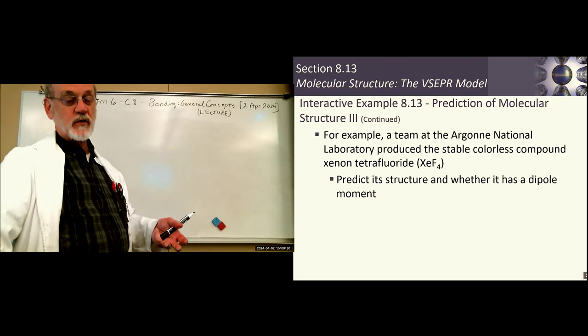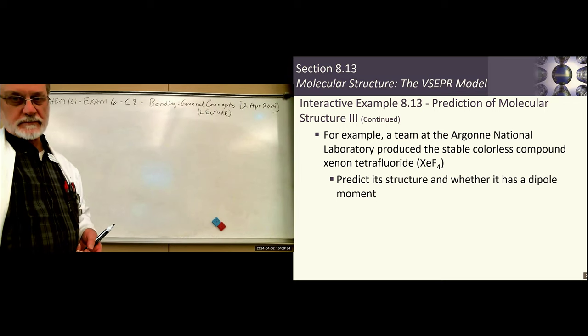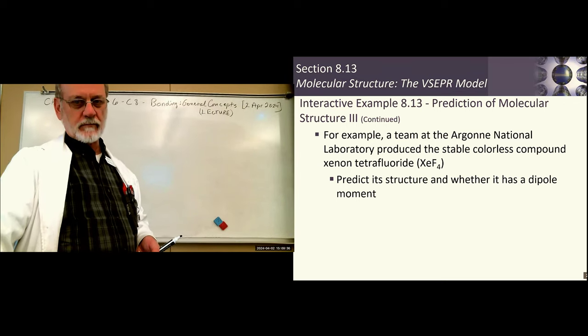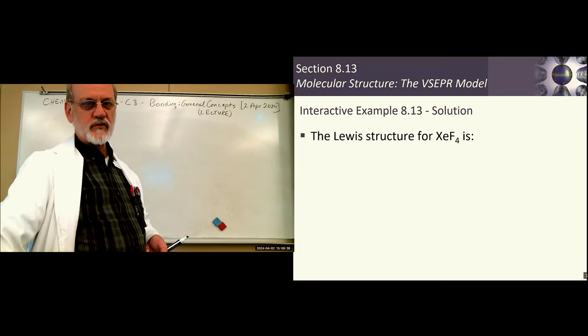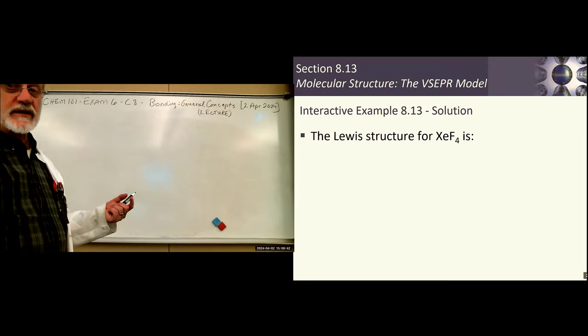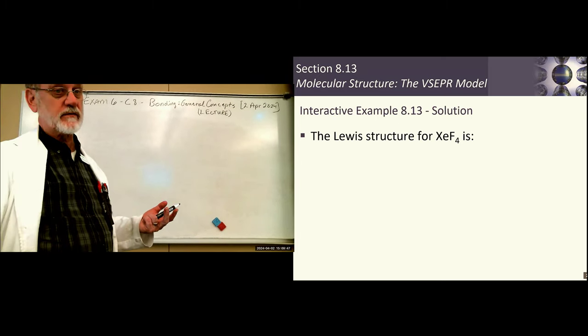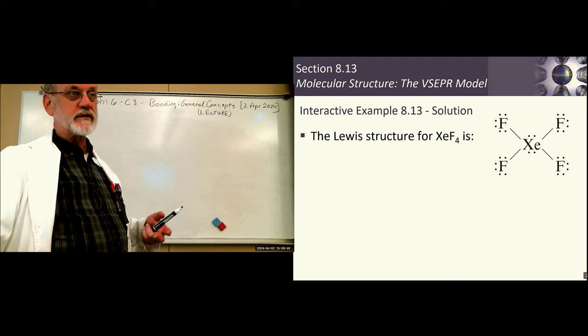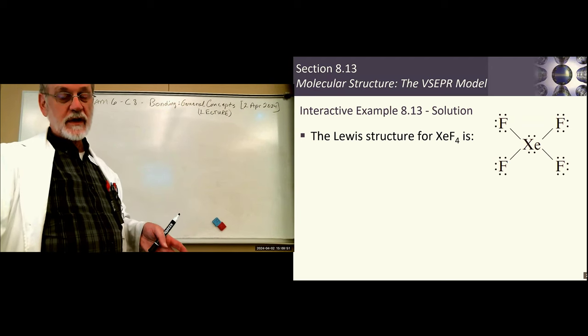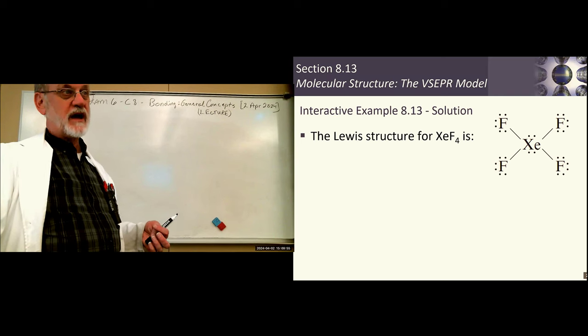Various compounds were created. One of those was xenon tetrafluoride. So what's its structure? Well, xenon has 8 valence electrons. Fluorine has 7 each, so that's 28 plus 8 is 36, right? 36 electrons, and if we draw the Lewis dot structure, that means xenon exceeds the octet by 4 electrons.